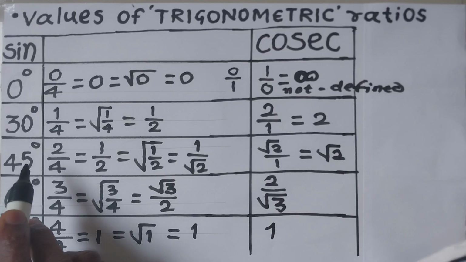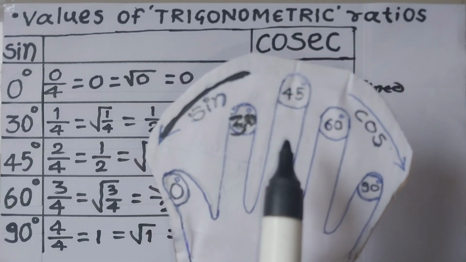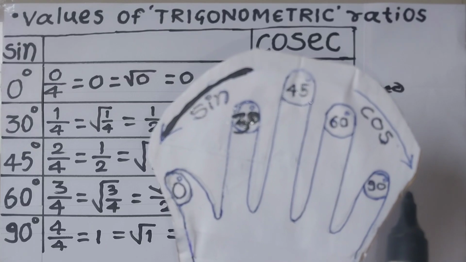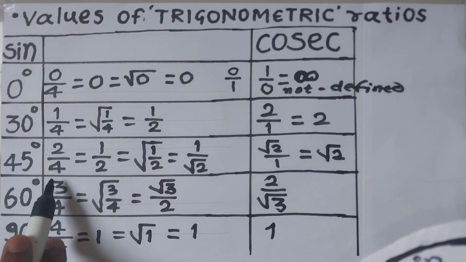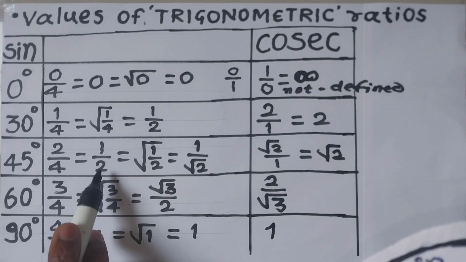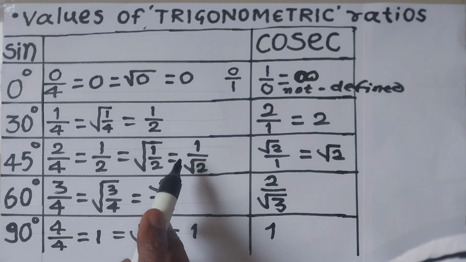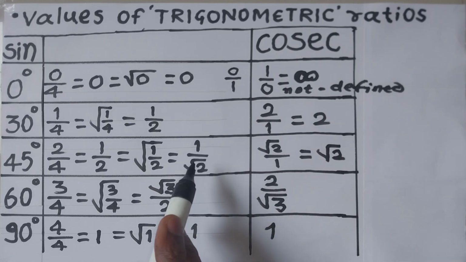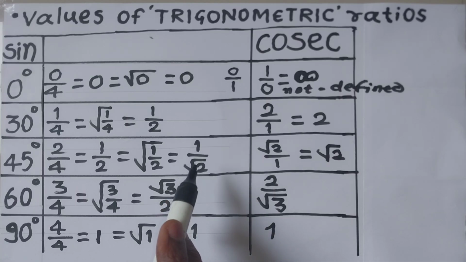Then we go here to cos 45 degree. Look here, cos 45 degree. Now on the right side here are 2 fingers. 2 fingers means 2 upon 4, which is equal to 1 upon 2. When we take the square root of 1 upon 2, we get square root of 1 is 1, and we don't know the square root of 2, so we write it as it is. Therefore, this is the value of cos 45, 1 upon root 2.